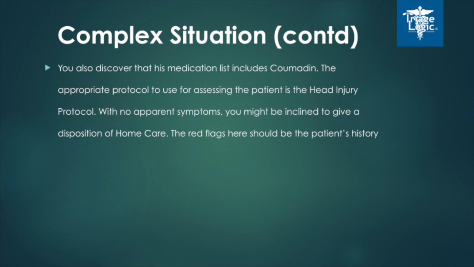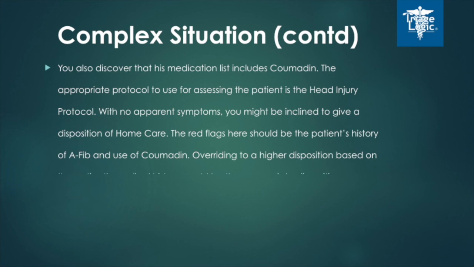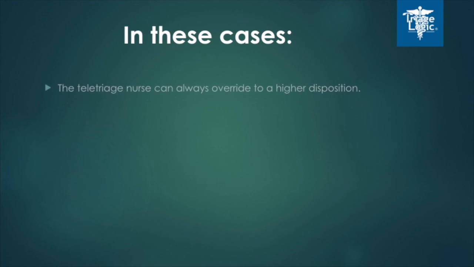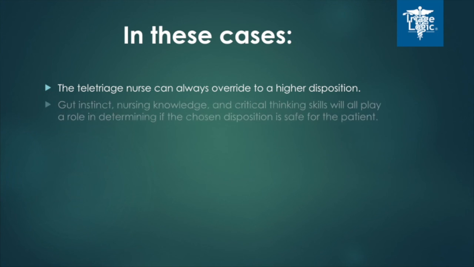With no apparent symptoms, one might be inclined to give a disposition of home care. The red flag here should be the patient's history of AFib and use of Coumadin. Overriding to a higher disposition based on the patient's medical history and nursing judgment would be the appropriate disposition. In cases such as these, the teletriage nurse can always override to a higher disposition, one that feels more appropriate for her particular caller. Gut instinct, nursing knowledge, and critical thinking skills will all play a role in determining if the chosen disposition is safe for the patient.